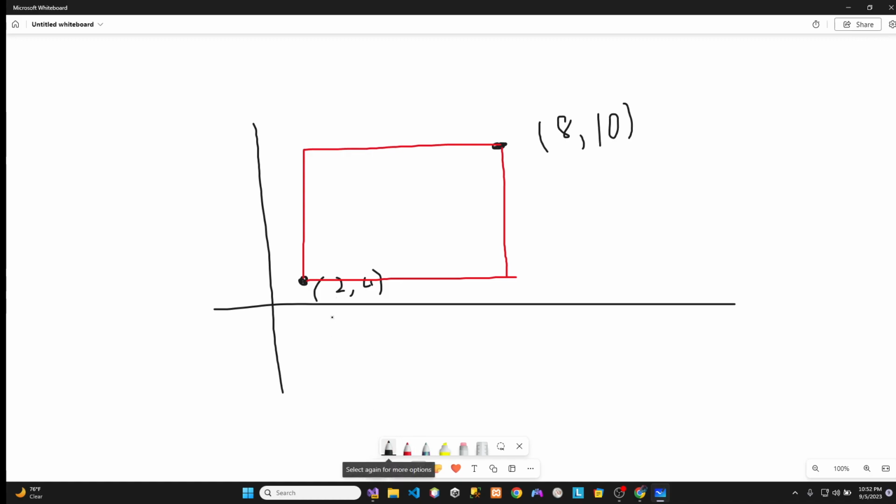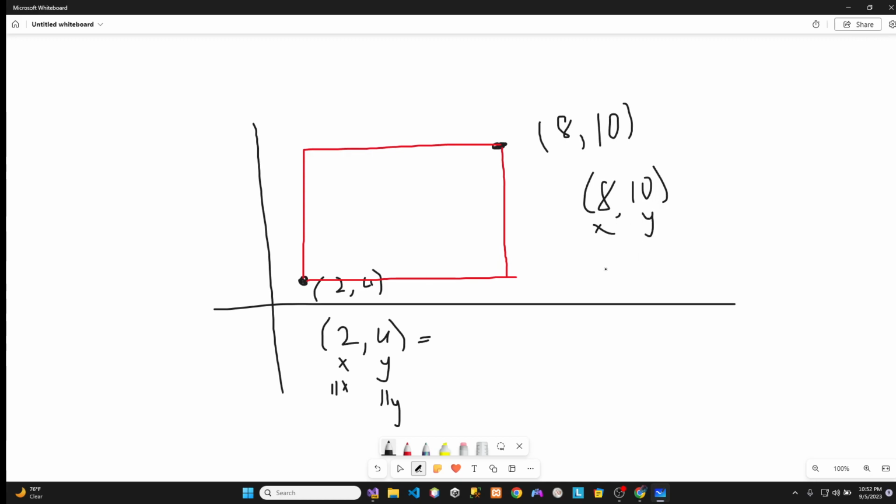For this 2 and 4, this is x and this is y, and x will be represented by LLX, which is lower left x, and the y value is represented by LLY, which is lower left y. Here we have 8 and 10. This is x, this is y. This is going to be represented by URX, upper right x, and URY, which is upper right y.